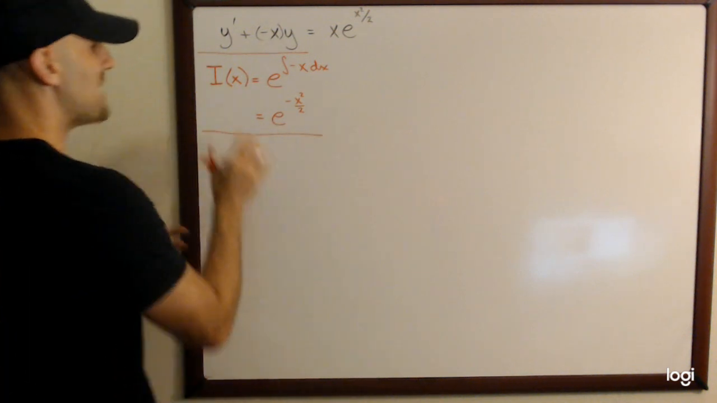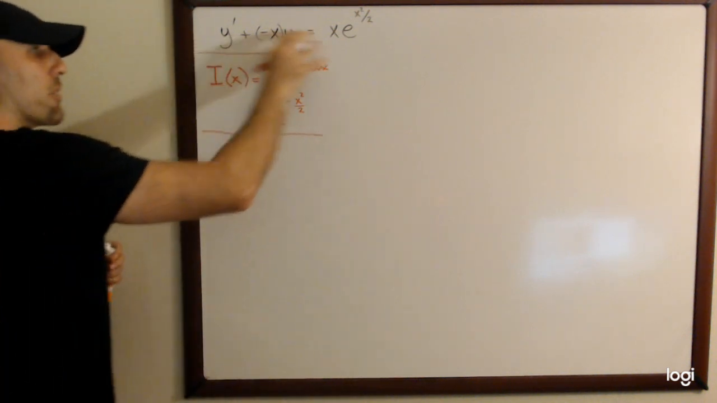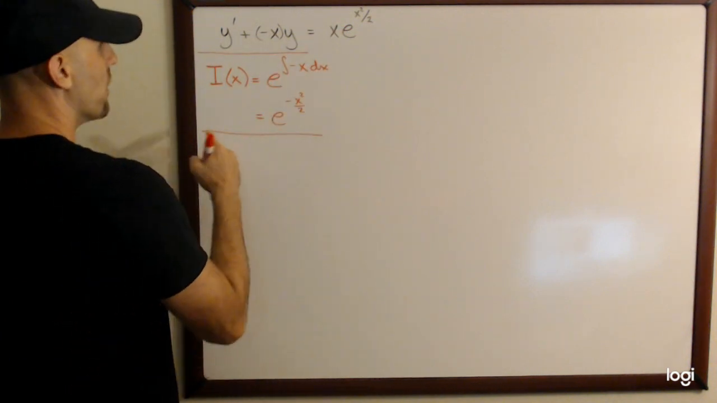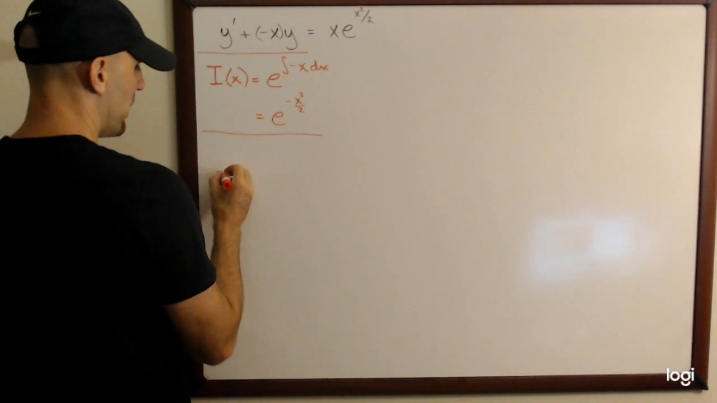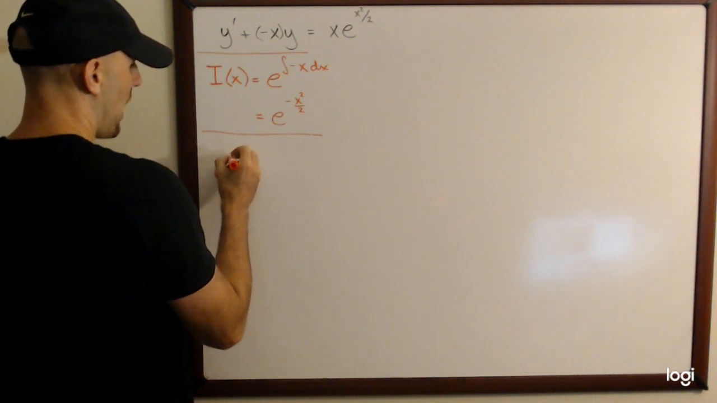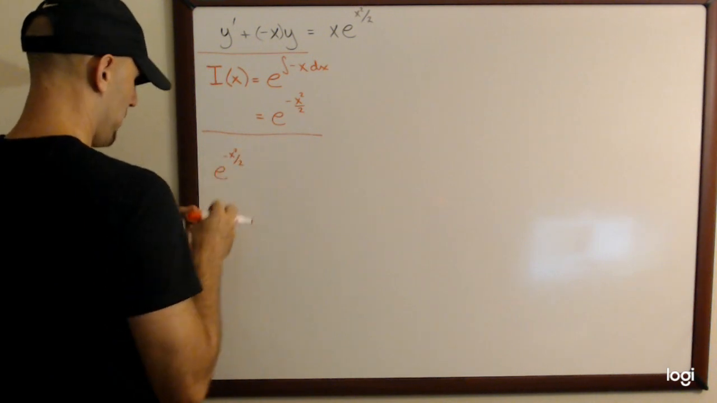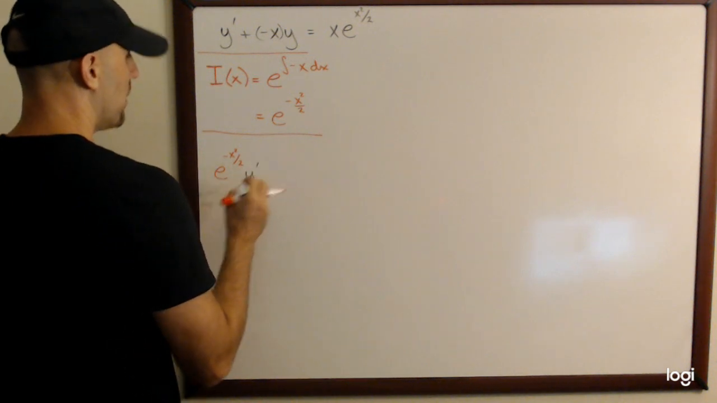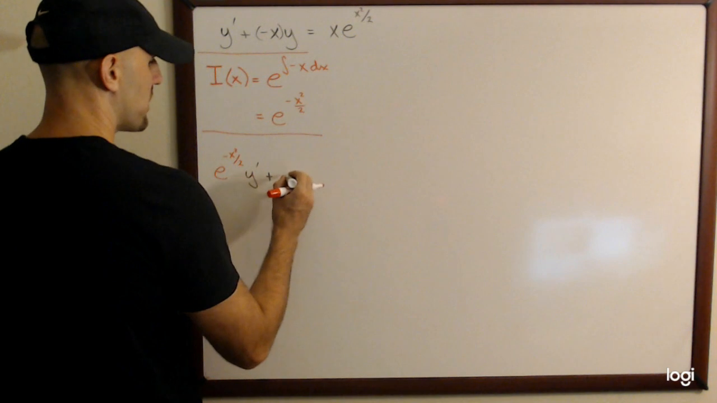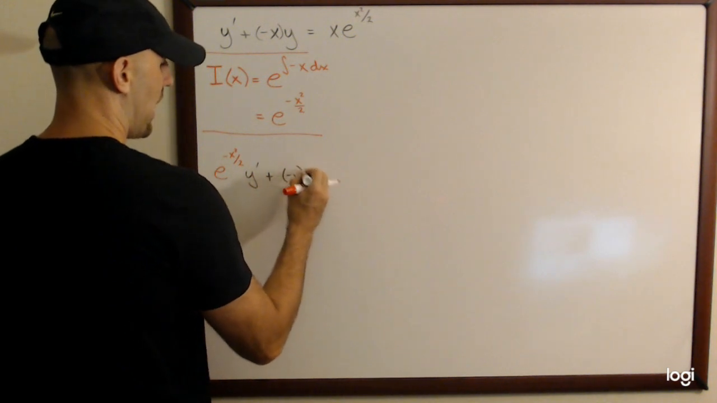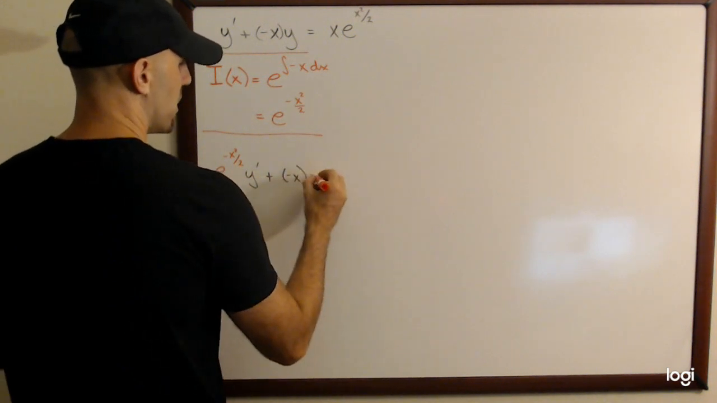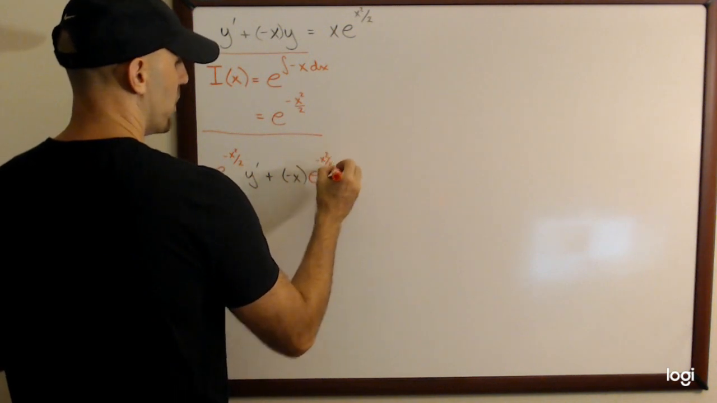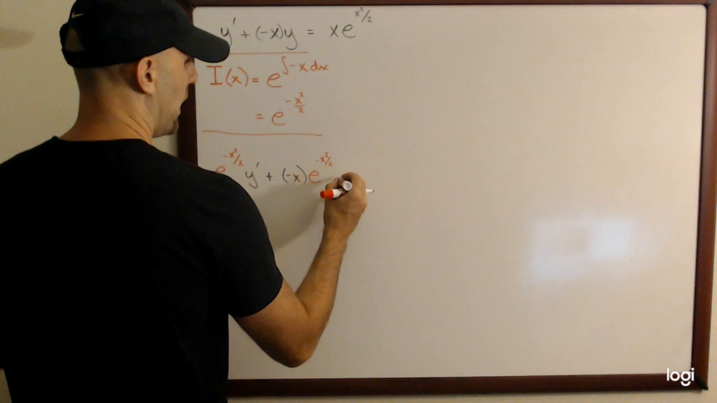Fantastic. Next step, I'd like to take this integrating factor and multiply it through my entire equation. So let's see what I get. On the left-hand side, I get e to the negative x squared over 2 times y prime plus negative x times e to the negative x squared over 2 times y.